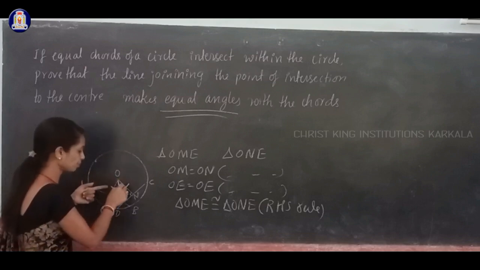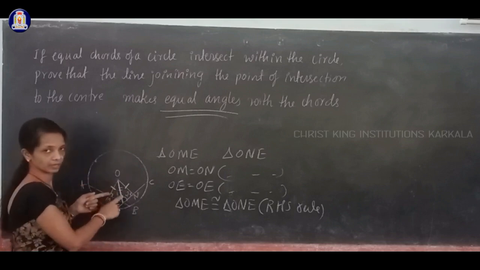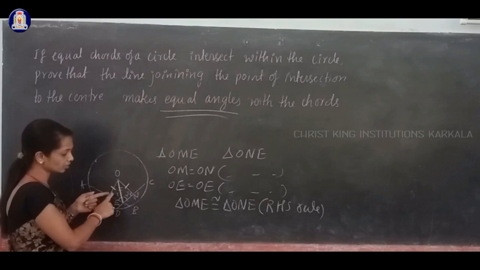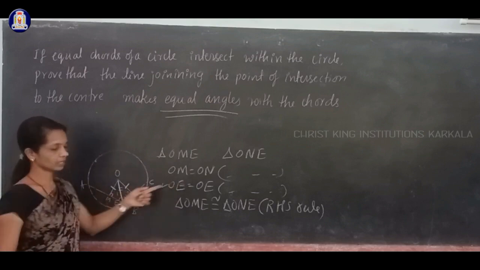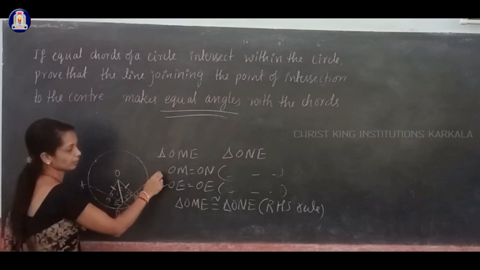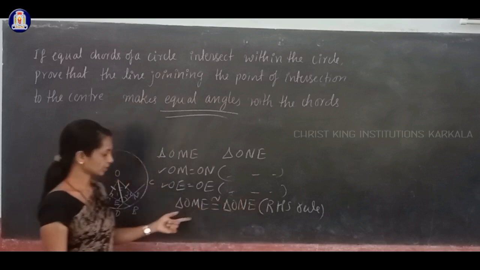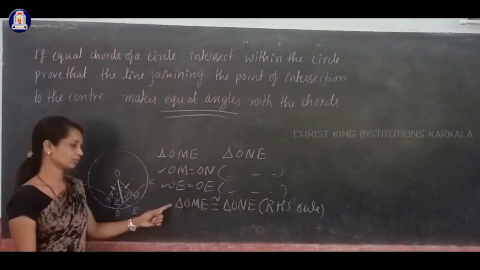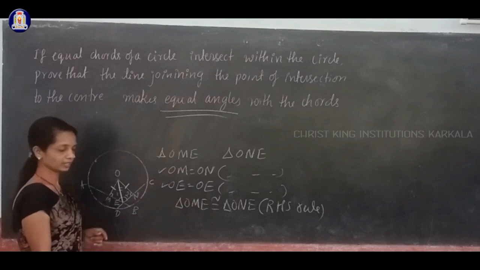Okay, here you have the hypotenuse. OE is what? It is the hypotenuse, opposite the 90 degree angle, for both the right angled triangles. OE is the hypotenuse, so OE is equal to OE. The hypotenuse we equated, and other than the hypotenuse, one pair of sides we equated here. Okay, so by the RHS congruence rule you can say triangle OME is congruent to triangle ONE.